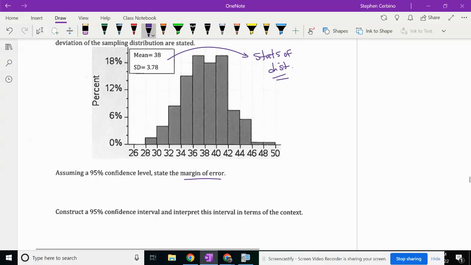So to find the margin of error, we're just going to take 2 and multiply it by 3.78, the standard deviation of the actual sampling distribution, which gives us 7.56. Meaning our sample mean of 37.7, about 38, is going to be close to or within 7.56 of the true population mean.